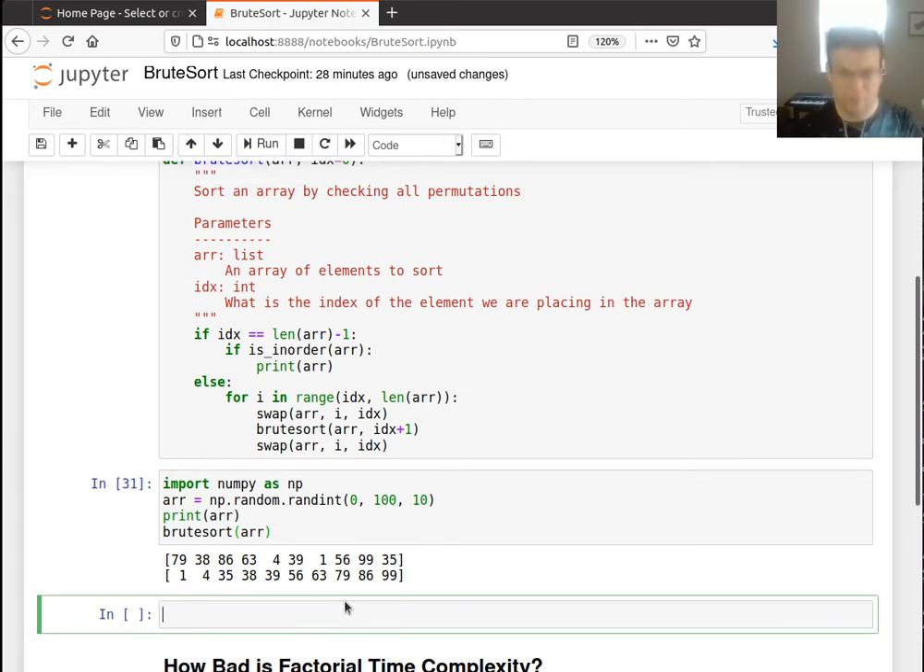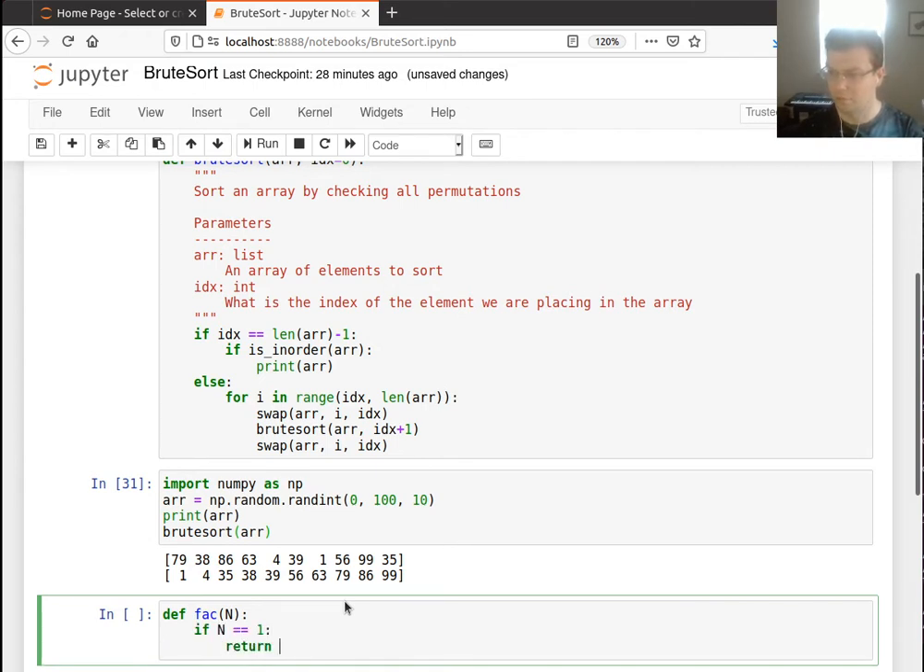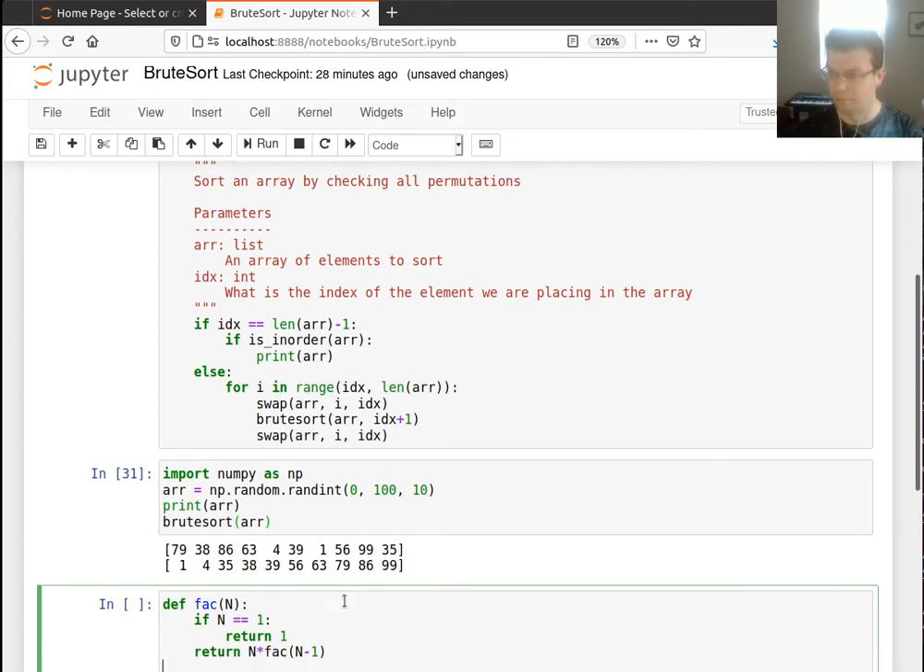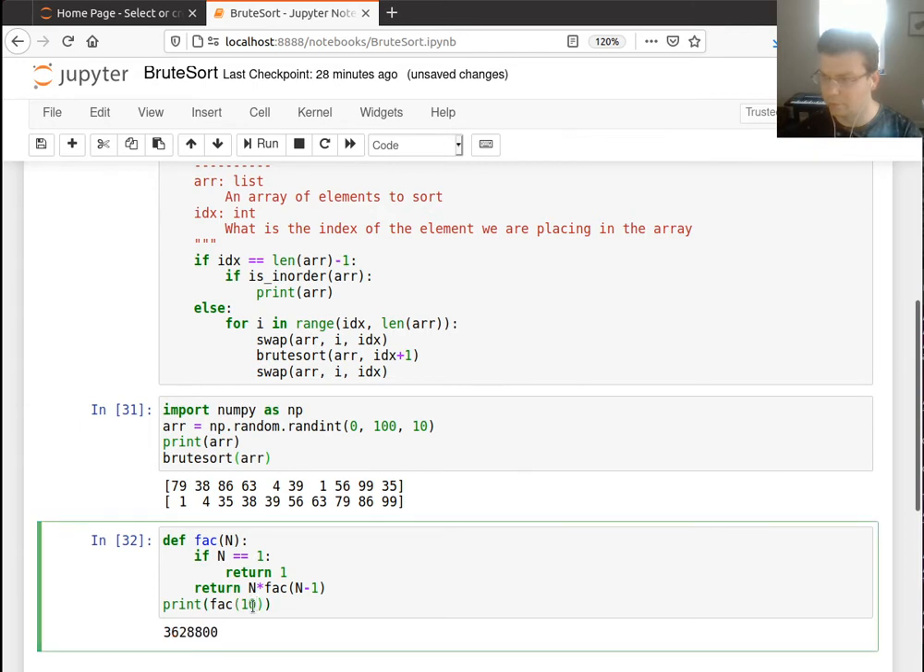So let's remember how long factorial actually is. You can define this recursively. Let's say if n equals 1, return 1. Otherwise, return n times fac of n minus 1. So let's see. Factorial of 10 is almost 4 million things that it has to check just to sort 10 elements. Doesn't seem very good.